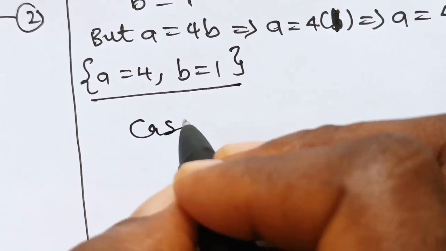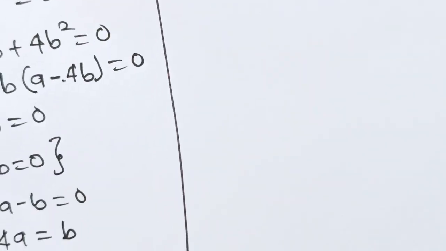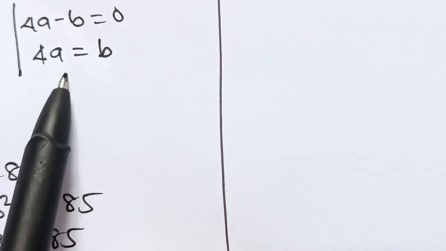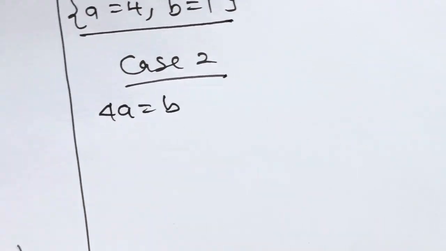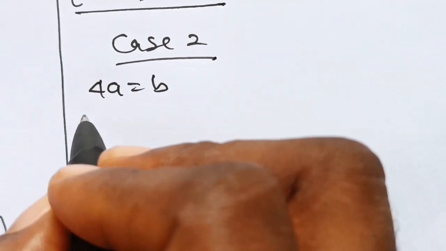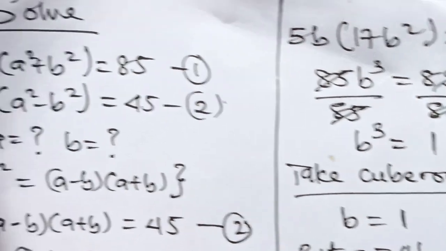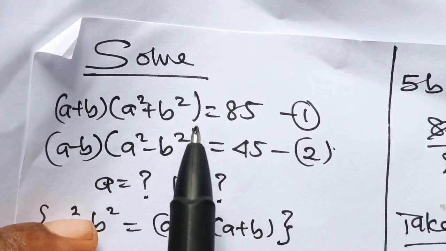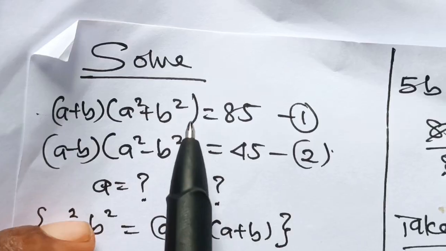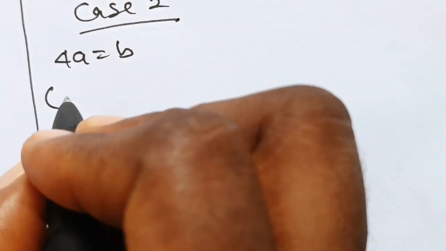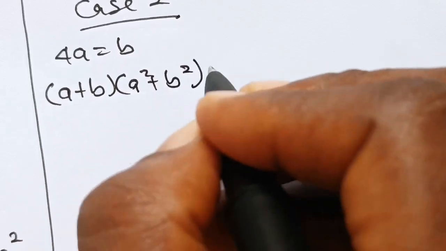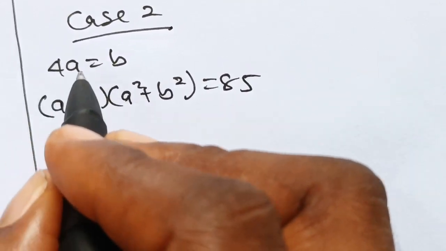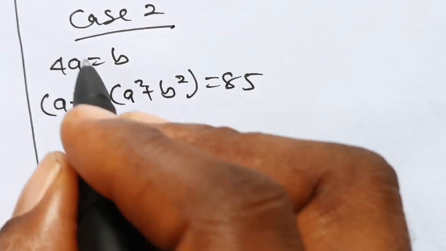Now, case 2. According to case 2, we have that 4a is equal to b. Using equation 1 again, equation 1 says (a + b)(a² + b²) is equal to 85. So we write it out. We substitute b as 4a.